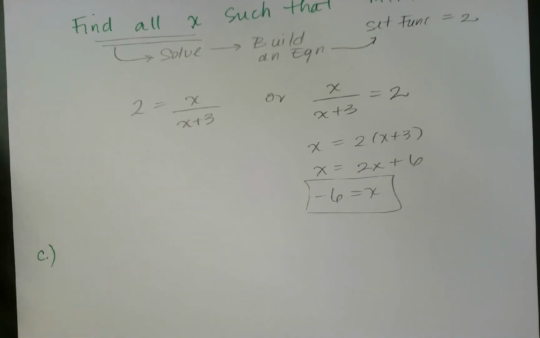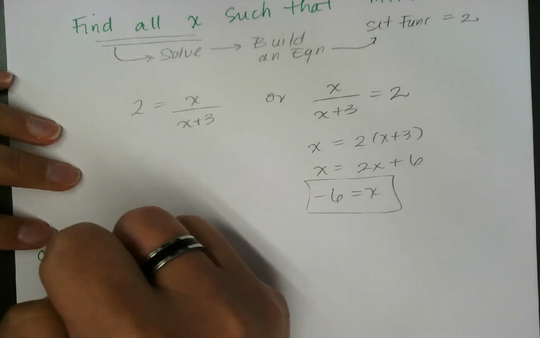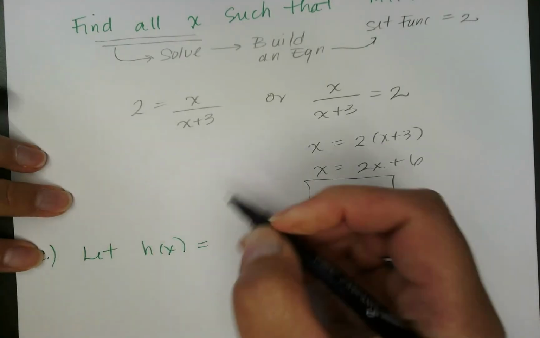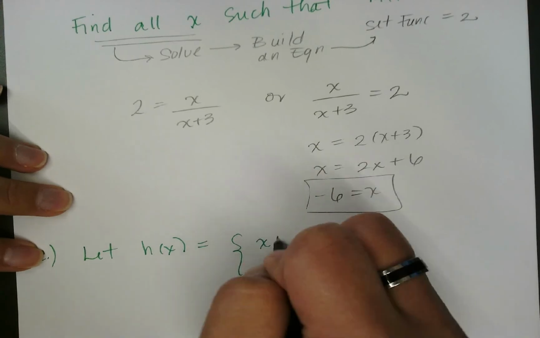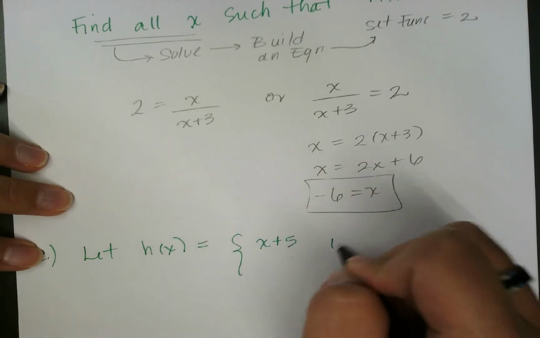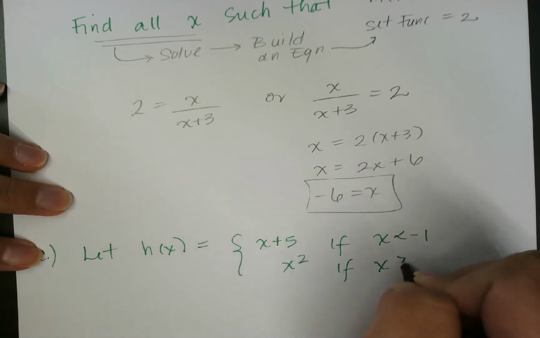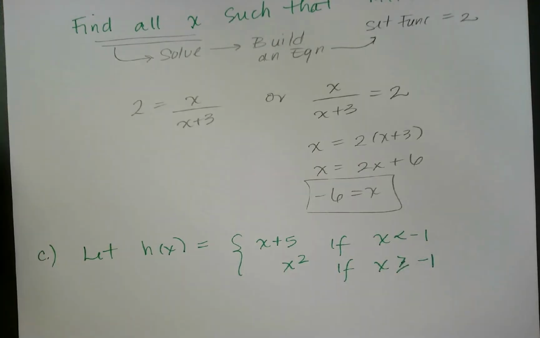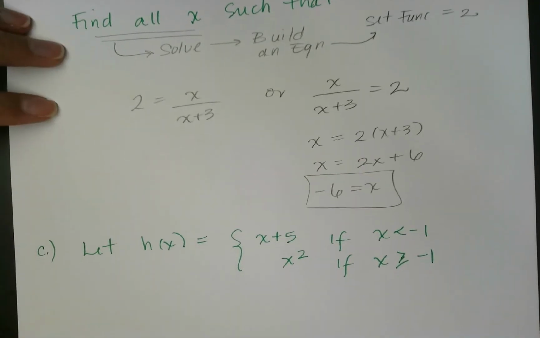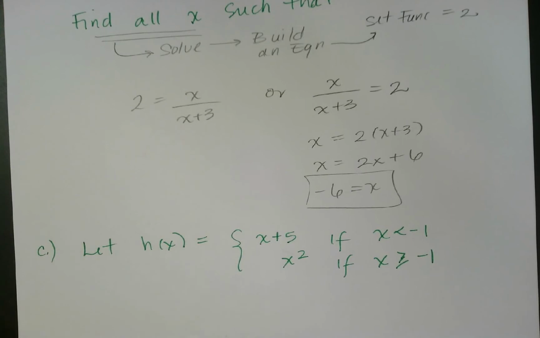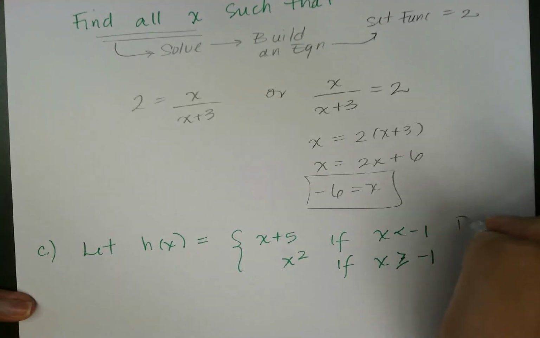Alright. C, yeah, I'm making this C. Let h of x equal x plus 5 if x is less than negative 1, x squared if x is greater than or equal to negative 1. Anybody know what kind of function this is called when it's broken up into more than one function? Isn't it like piecewise or something? Piecewise function. Yep. This is a piecewise function.